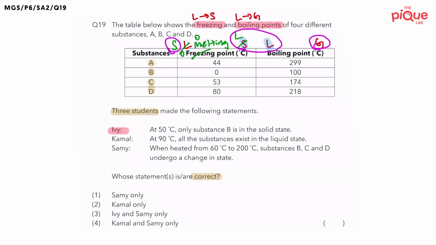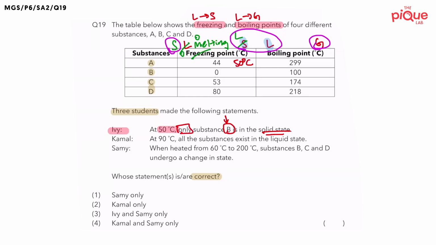Let's look at Ivy first. Ivy said that at 50 degrees Celsius, only substance B is in the solid state. When they say only substance B, how many substances am I talking about? I'm only talking about one, correct? So I'm only talking about substance B that is in the solid state. So how do we annotate this statement in the table? Let's take substance A for example first. Where will you place 50 degrees Celsius for substance A? We will place 50 degrees Celsius after 44 degrees and before 299 degrees Celsius.